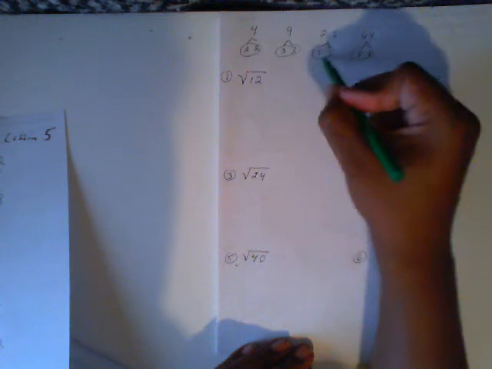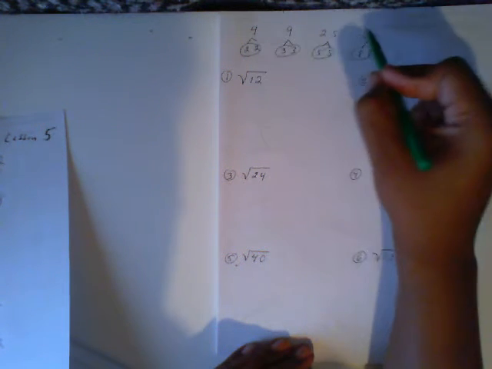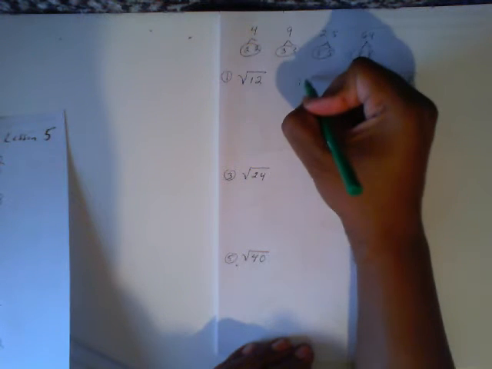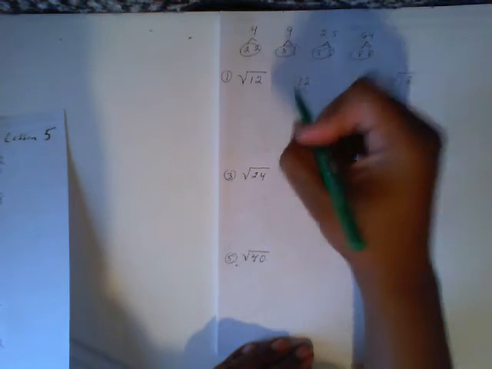So if we can find these pairs, what we really found are these perfect squares. So 12. Let's see if we can find any perfect squares by factoring this.